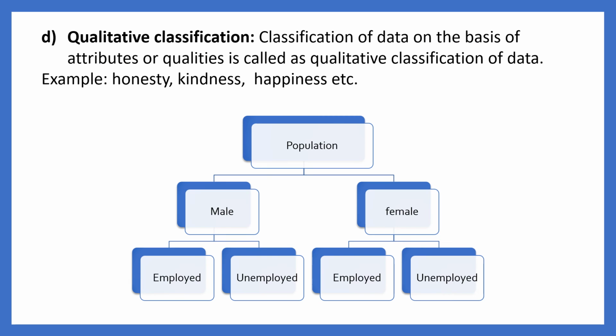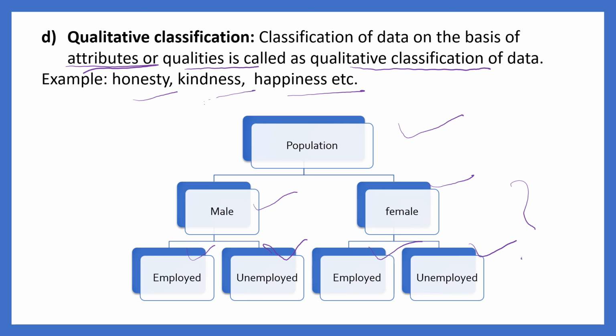Next, the last one is qualitative classification. If the data is classified on the basis of attributes or qualities, it is called qualitative classification of data. For example, honesty, kindness, happiness, etc. A good example for qualitative classification is population divided into male and female, and the male are employed and unemployed, and the female are employed and unemployed. This type of classification we call qualitative classification.